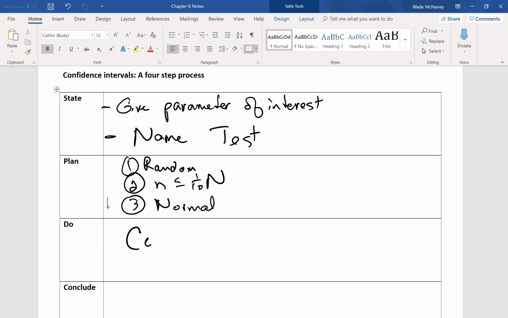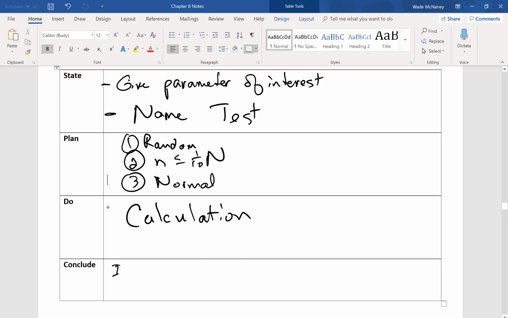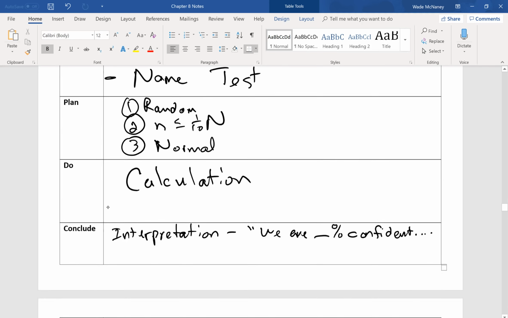The do is your calculation. And the conclude is your interpretation. And again, this is that template that we learned in 8.1. We are blank % confident, so on and so forth. Follow this 4-step process. It will help you remember and not forget any of the key parts to this section.